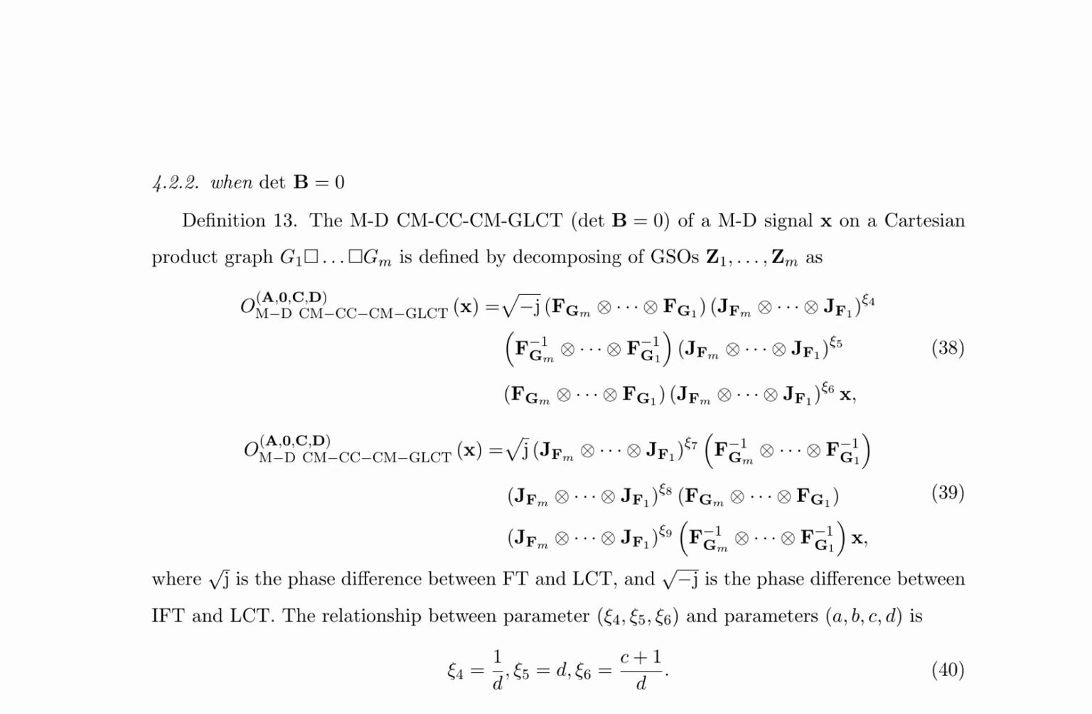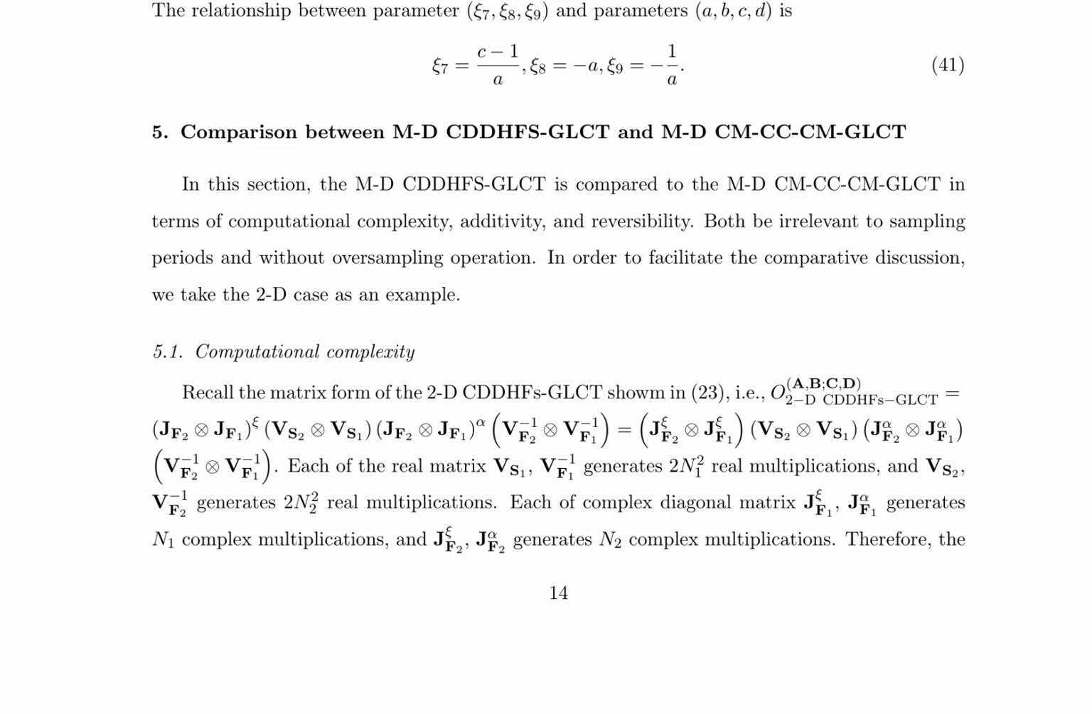The phase differences between the Fourier transform and the linear canonical transform are denoted by square root j and square root j, respectively. The parameters Xi4, Xi5, Xi6, and Xi7, Xi8, Xi9 are related to the parameters A, B, C, and D through equations 40 and 41, respectively. These relationships are essential in understanding the properties of the M-D CM-CC-CM-GLCT.